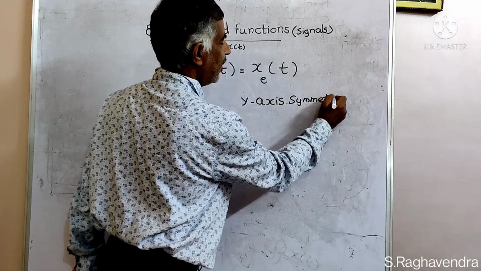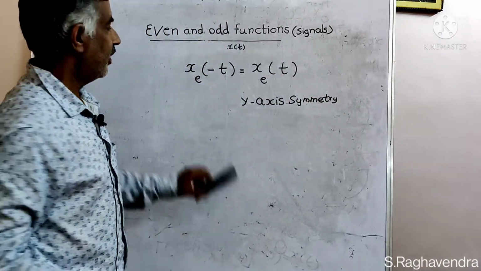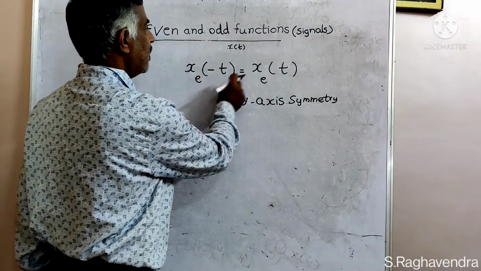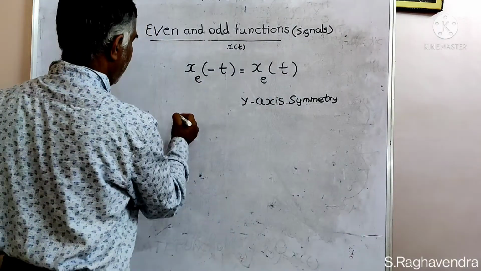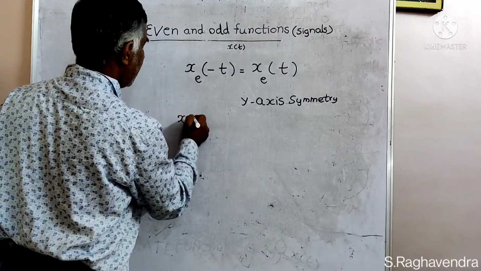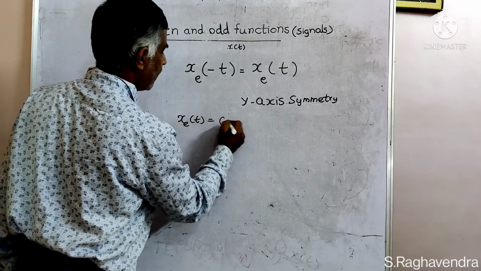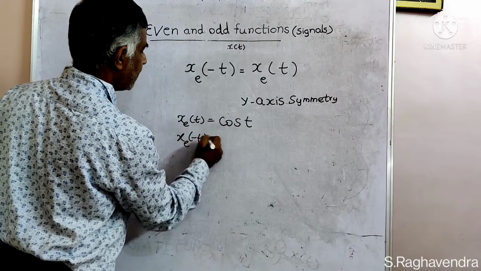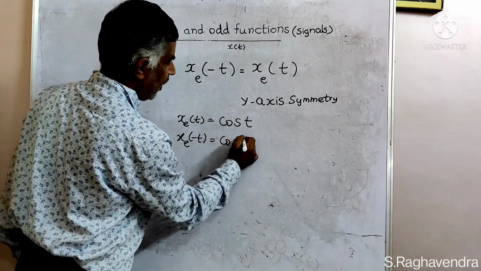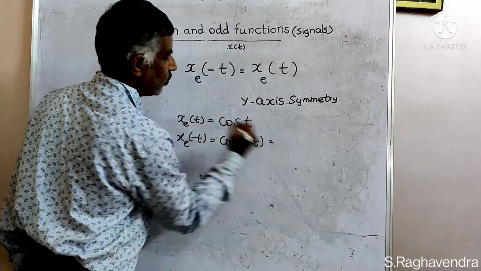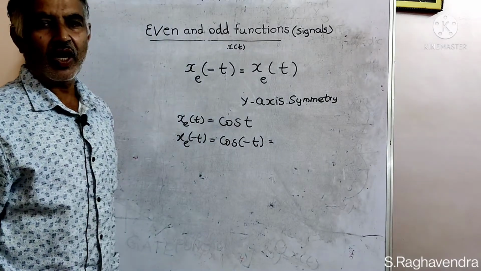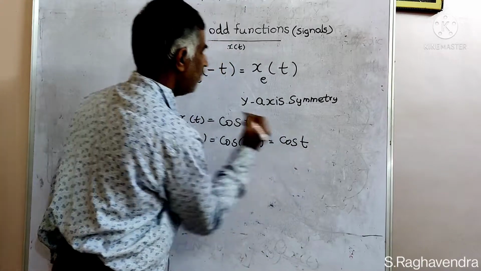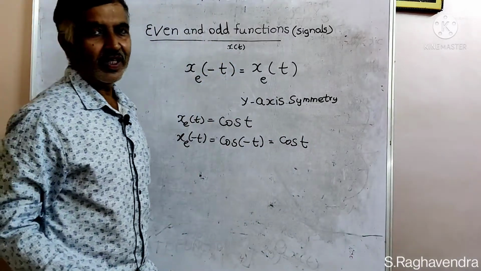I will explain what is symmetry and what is y-axis symmetry. So xc of minus t is equal to xc of t. Example: take xc of t as cos t. What is xc of minus t? Xc of minus t is cos of minus t. So from trigonometry we know that cos of minus theta is same as cos theta. So this is what is even symmetry.